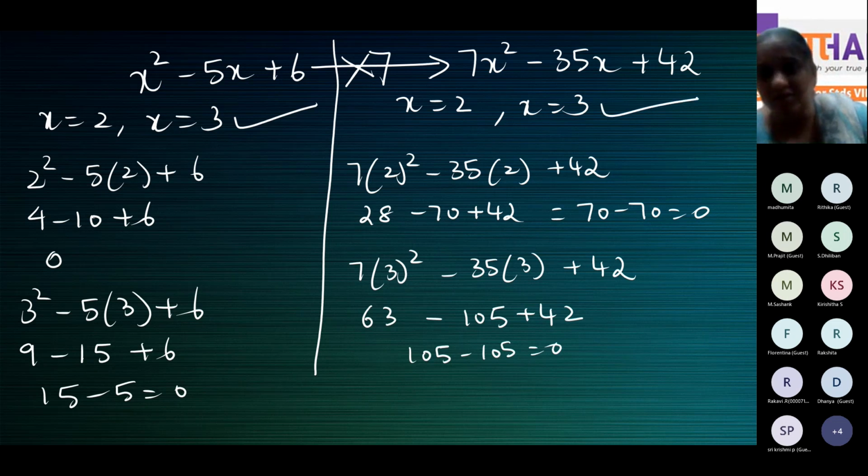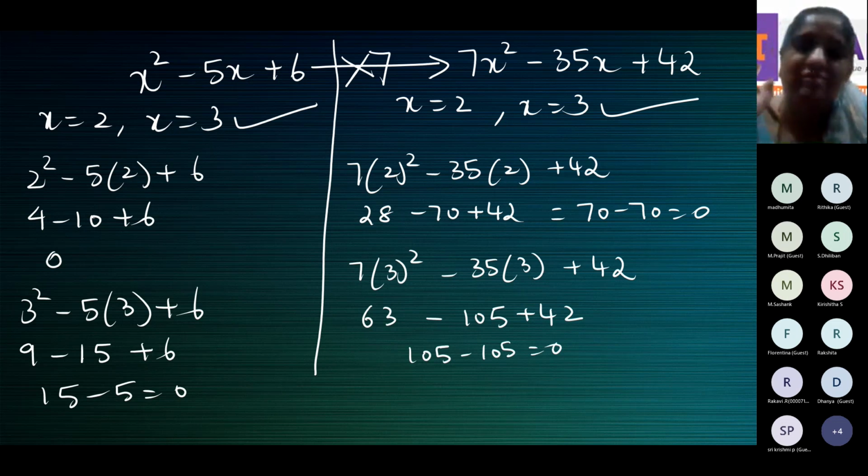When we used it here also, the value of 7x square minus 35x plus 42 is 0 for both 2 and 3. That means when you have a polynomial and you multiply that by any non-zero real number, because if you multiply by 0, then you know what happens, any number, rational, irrational, any real value, the zeros will not change.